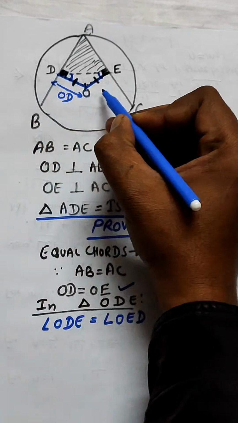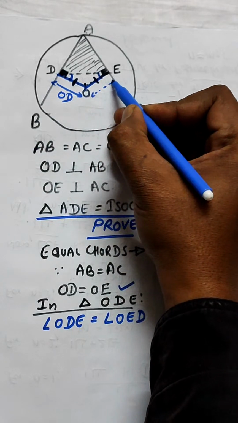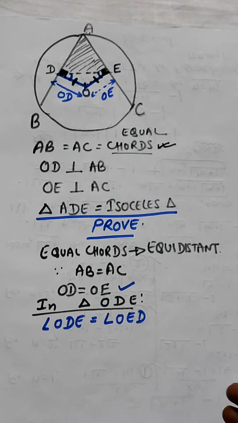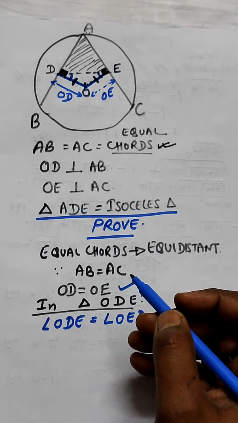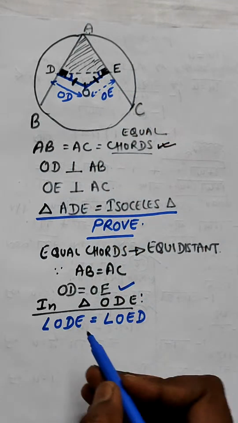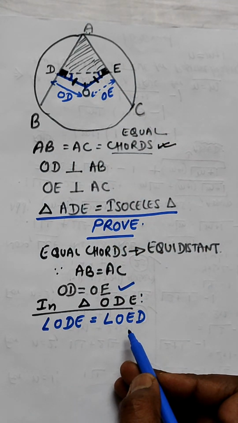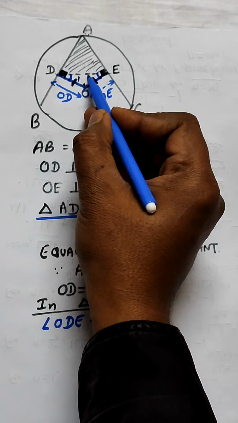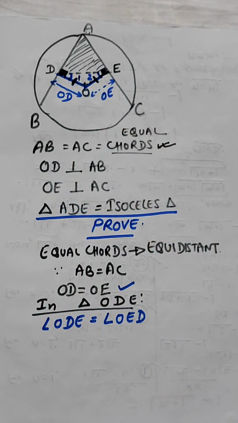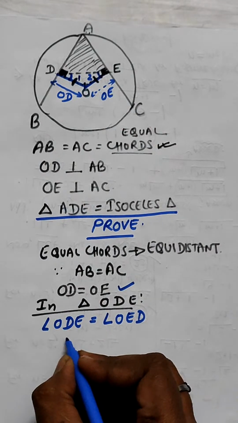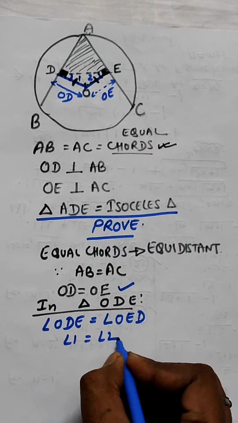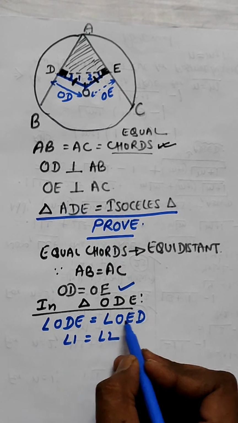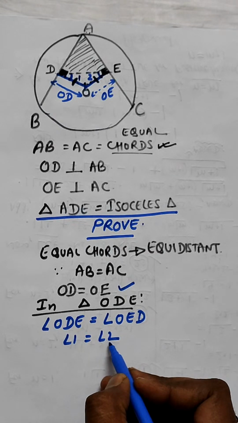This is OD and this is OE. And these are equal, then we can say that angle ODE equals angle OED. What is that angle? This is angle 1 and this is angle 2. So we can say that angle 1 equals angle 2. I'm just writing ODE as angle 1 and OED as angle 2.